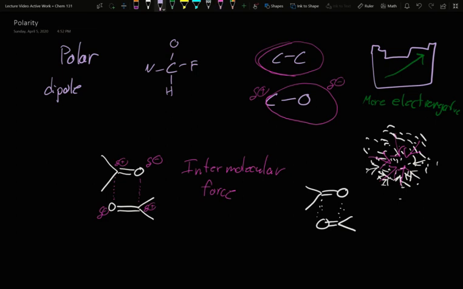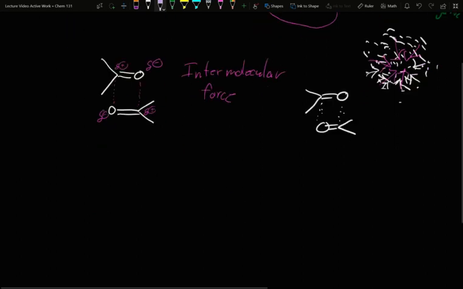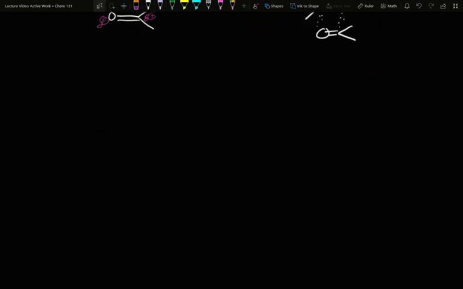Intermolecular forces is what holds molecules together. Polar bonds are very strong at doing this, but they're not the only way. So we're going to investigate a little further into that. So what are the polar bonds that we expect in organic chemistry?